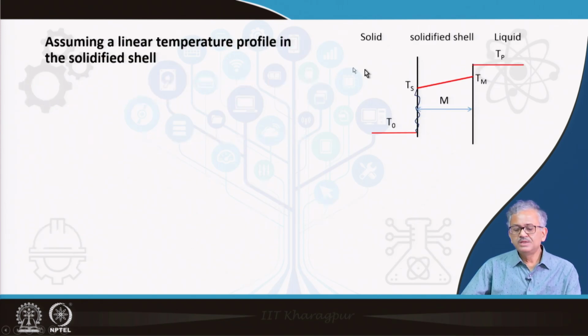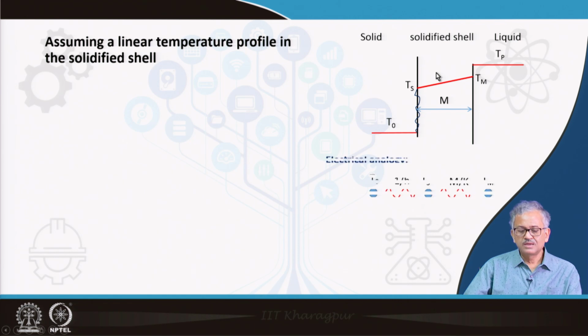And if you use a linear profile in the temperature, it is unlikely that there is no resistance in the solidified shell. There will be a resistance because of conductivity, and the conductivity of steel is not so high that we can neglect it compared to this contact resistance. So, we cannot neglect this resistance completely. If you consider it, we can assume a linear profile, and then you will have two resistances in series.